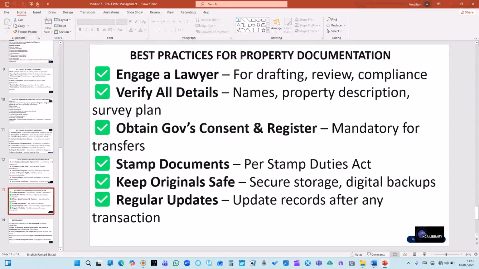Now let us look at the best practices for property documentation. Number one, engage a lawyer for drafting, review, and compliance. Number two, verify all details such as names, property description, survey plan. Number three, obtain governor's consent and register, which is mandatory for transfer. Number four, stamp documentation, that is per the Stamp Duties Act. Then number five, keep the original safe. So keep the original document in a safe environment, in secure storage, such as digital backups. Then number six, the last, regular update is needed. Update records after any transaction.